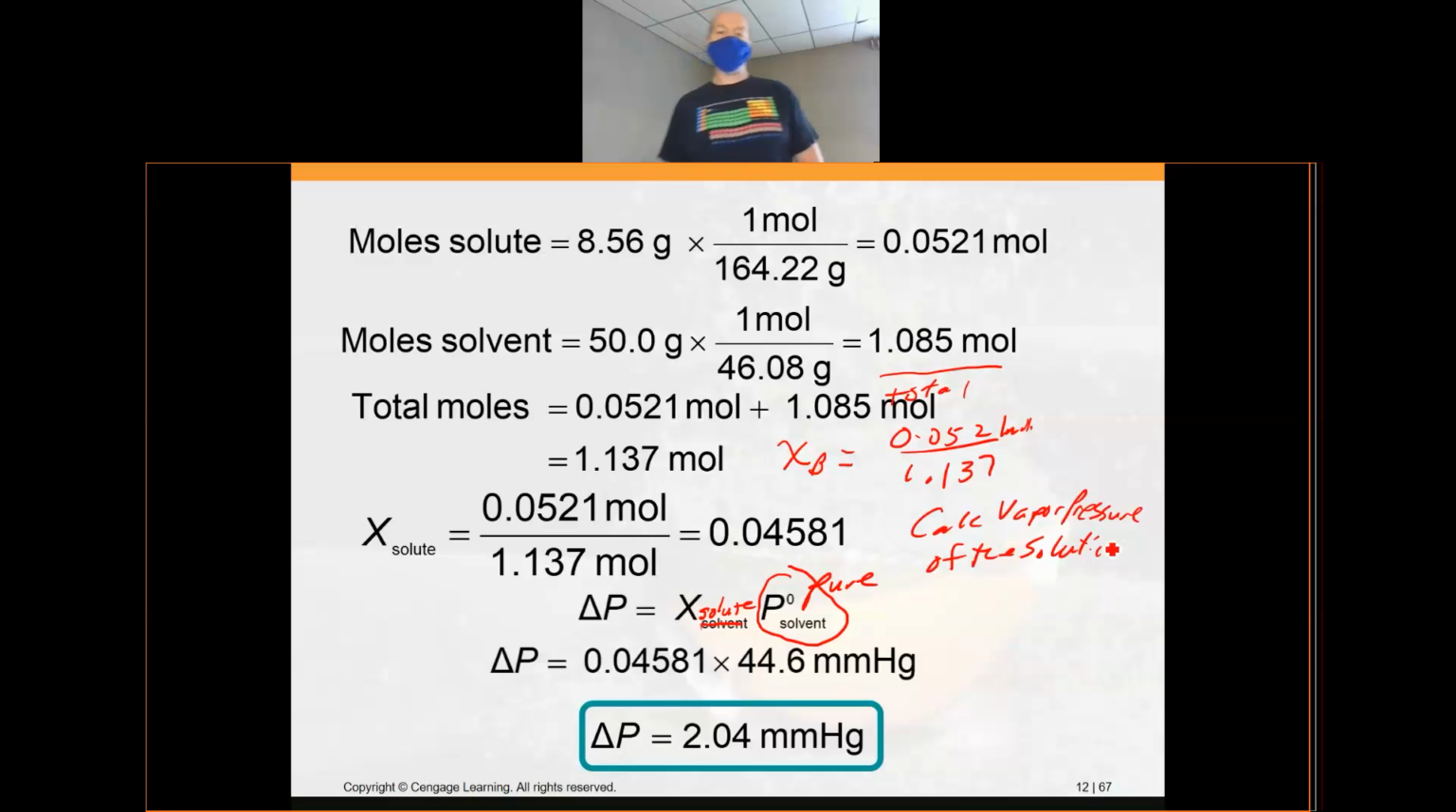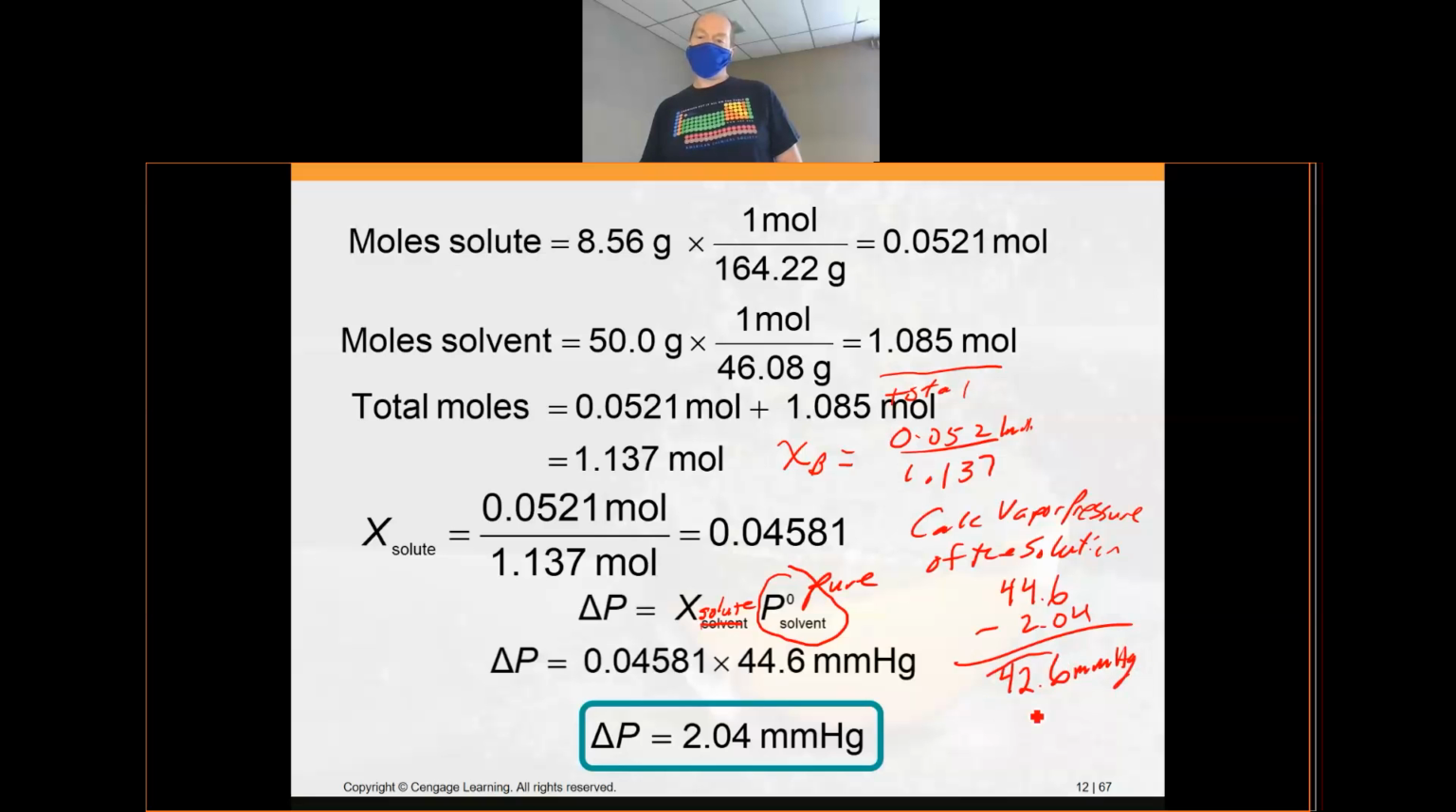And so on the test, you will get both questions. What is your vapor pressure lowering? What is the vapor pressure of the solution? Well, it was 44.6 and it lowered by 2.04. So you simply take your 44.6 and subtract your 2.04. It is a vapor pressure lowering. And your answer is 42.56, but with 1 decimal, that rounds to 42.6 millimeters of mercury.